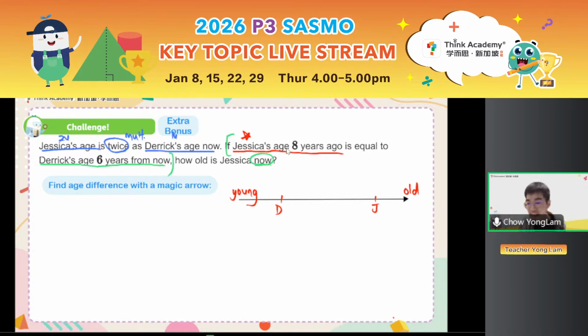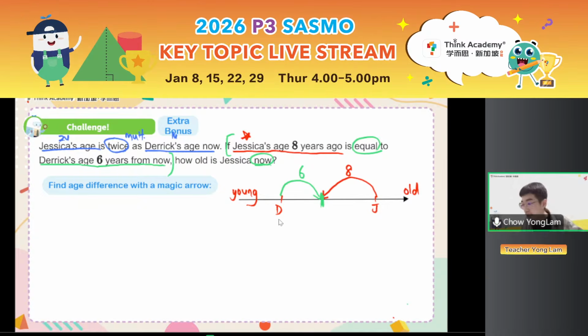So in this case, Jessica's age 8 years ago. Let me just go back. This is 8. I go back by 8 years. Jessica goes back by 8 years because it's 8 years ago. How about Derek? Does Derek go back or go forward? Derek goes forward for 6 years. And their age is the same, right? Because they are equal. Jessica goes backward 8, Derek goes forward 6. Then now they are at the same age.